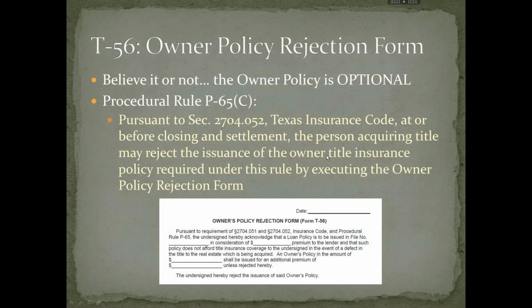So the next form we're going to talk about is the T56. It's most commonly known as the owner policy rejection form. And for those of you that don't know, believe it or not, the owner's policy is optional in Texas. It is not a requirement to actually have an owner's policy if you're purchasing a piece of property.